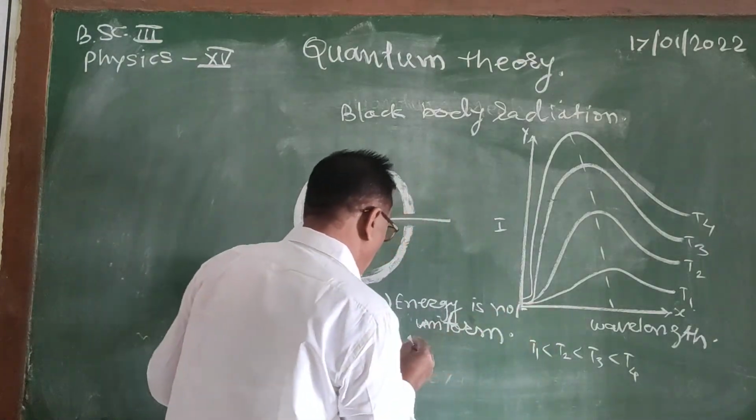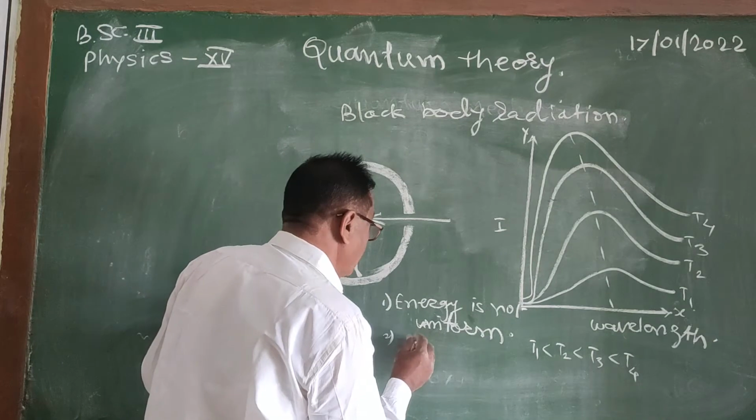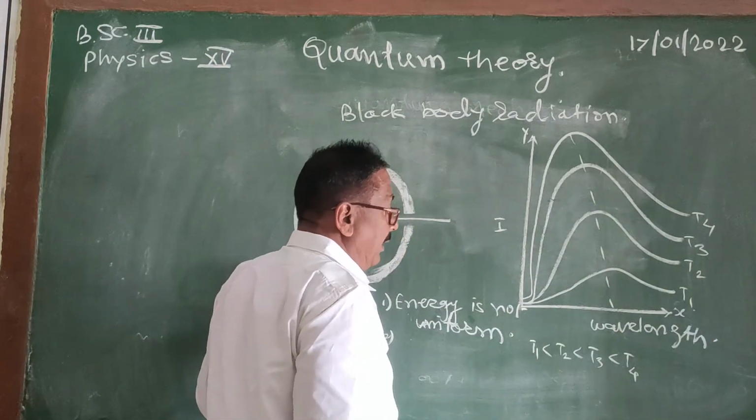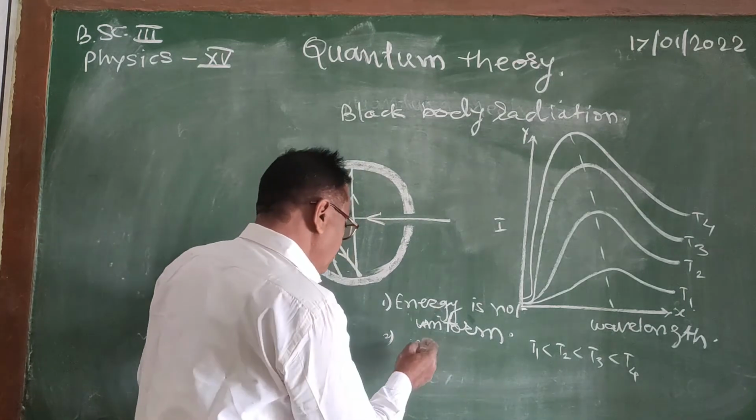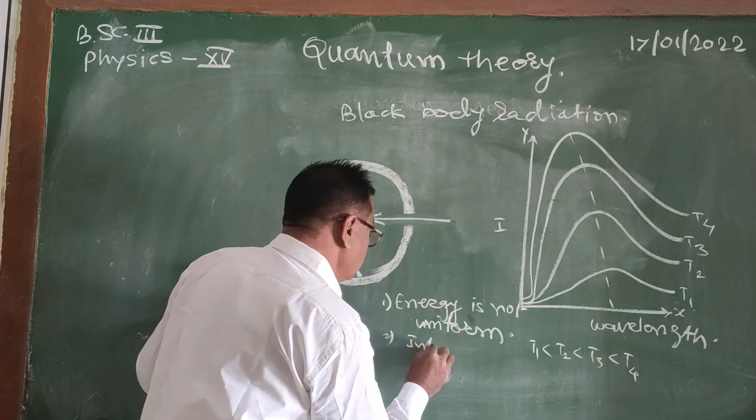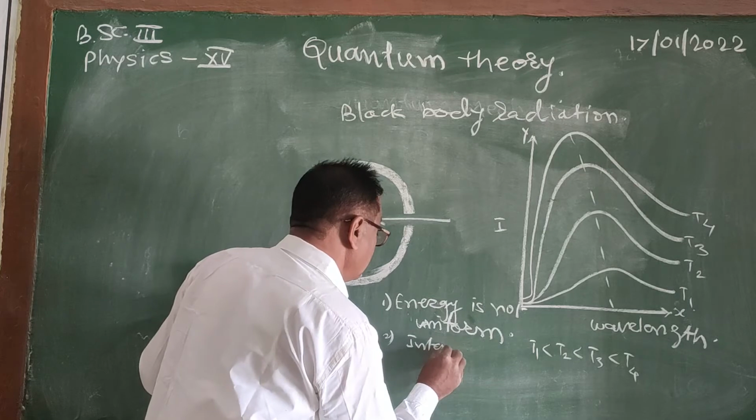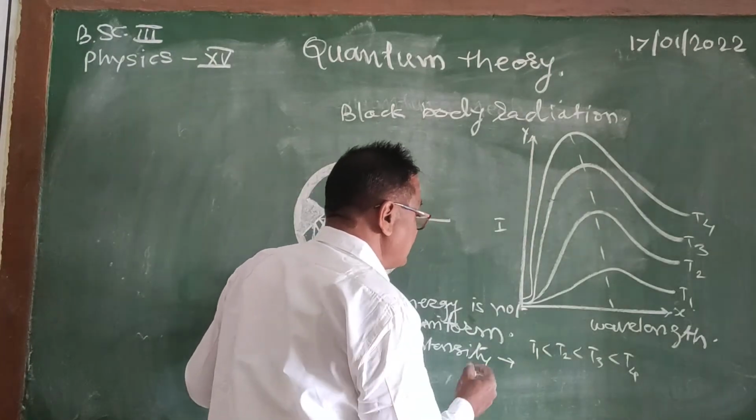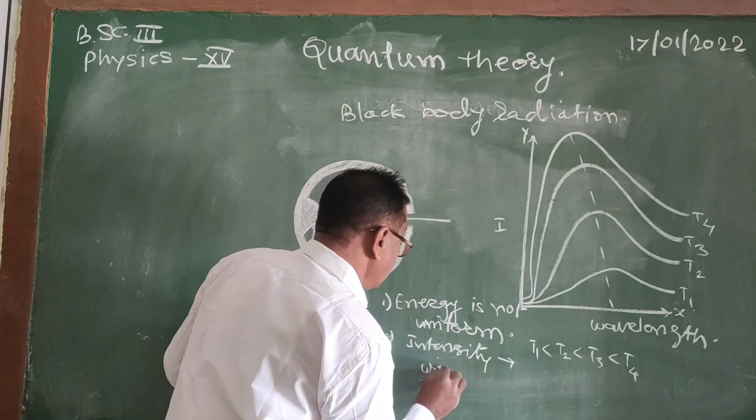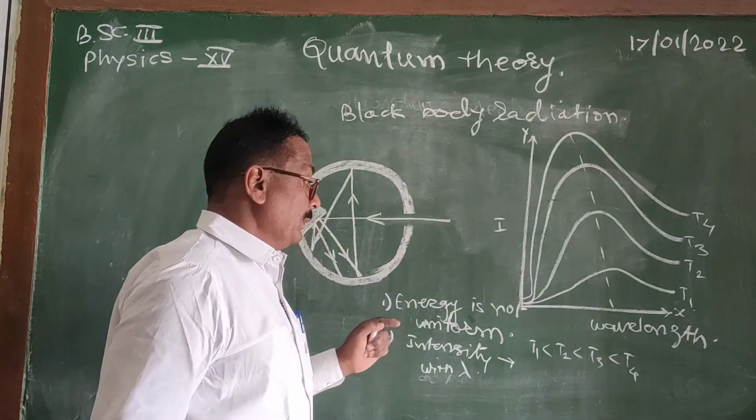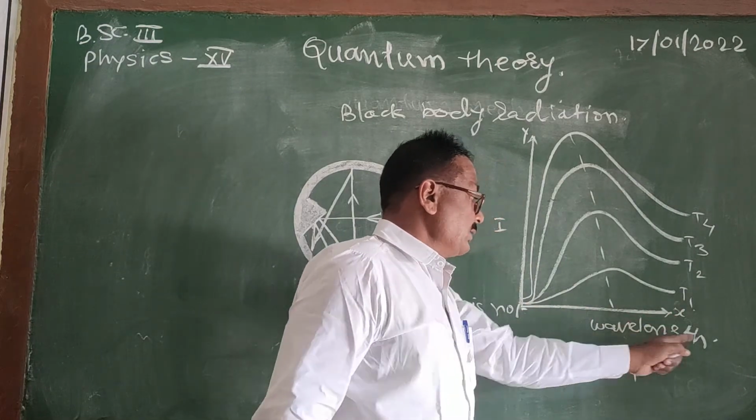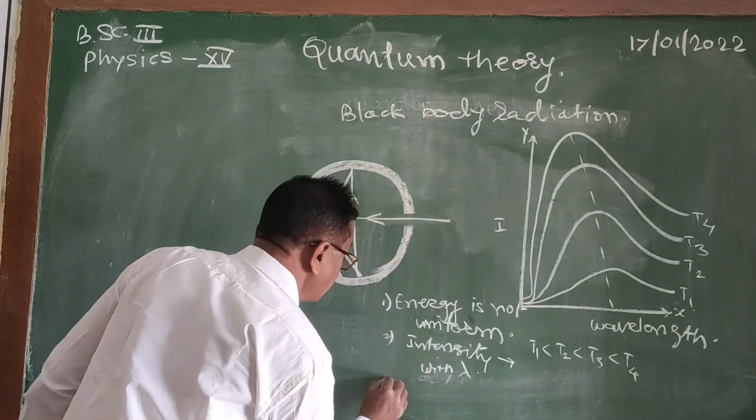As we go from the lower wavelength side to the higher wavelength side, the intensity will increase with increasing wavelength. As wavelength increases, the intensity increases. This is the second one.